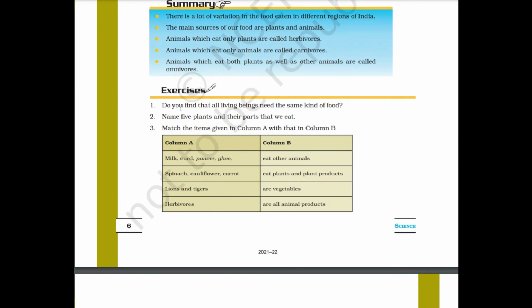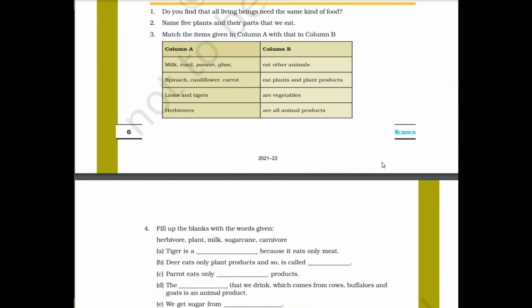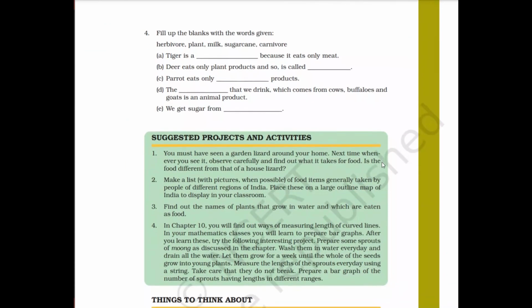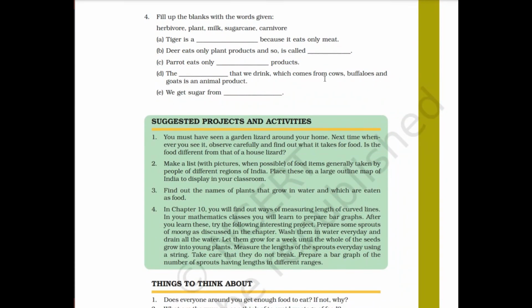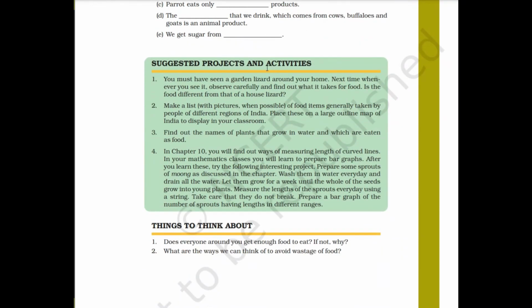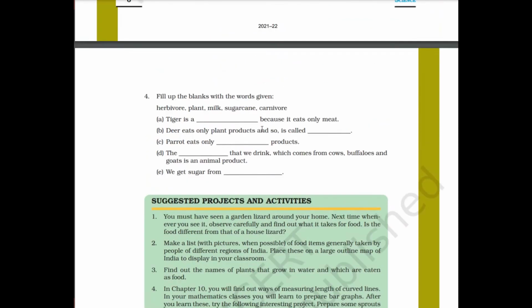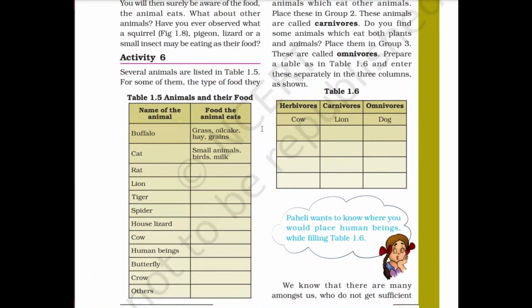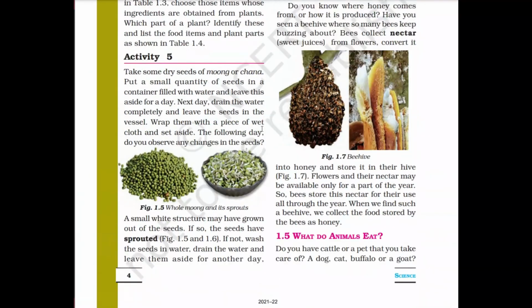This is the exercise on page 1 to 3, question numbers. You can do all of these in your copy, and I am not doing these on YouTube because if I do anything incorrect, you will all scream at me in the comments. This is question number 4, and these are some projects and activities suggested by NCERT, and things to think about. So by this I end chapter number 1 of class 6.